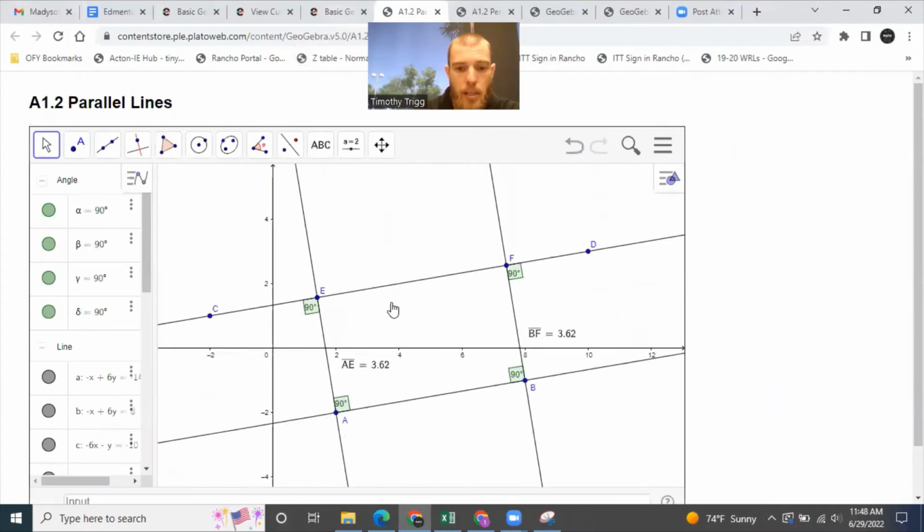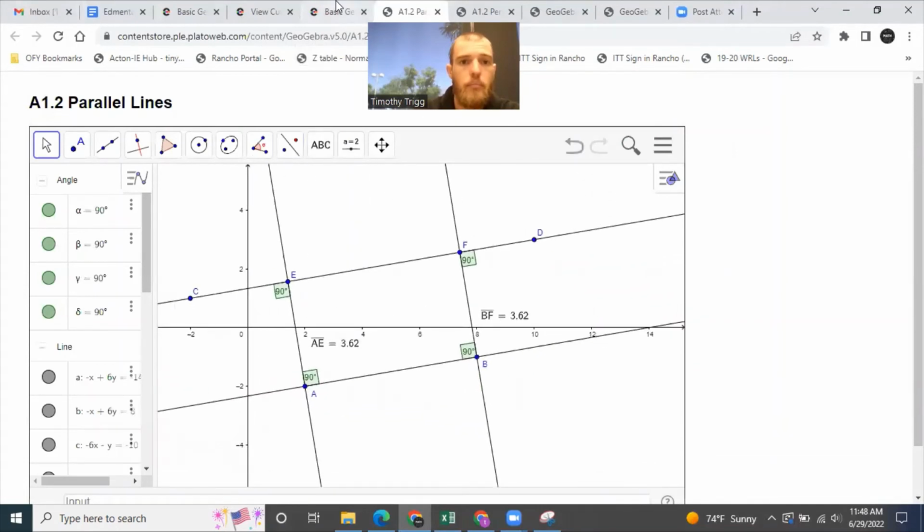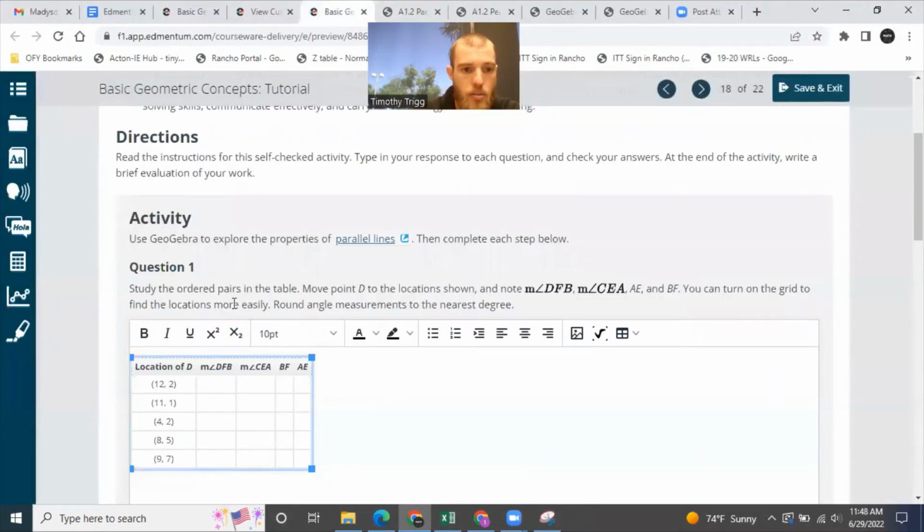And we probably need to zoom out a bit here. Okay. Study the ordered pairs in the table. Move point D to the location shown, and note the measure of angle DFB and the measure of angle CEA, and the length of AE and the length of BF. You can turn on the grid to find the locations more easily. Round angle measures to the nearest degree.